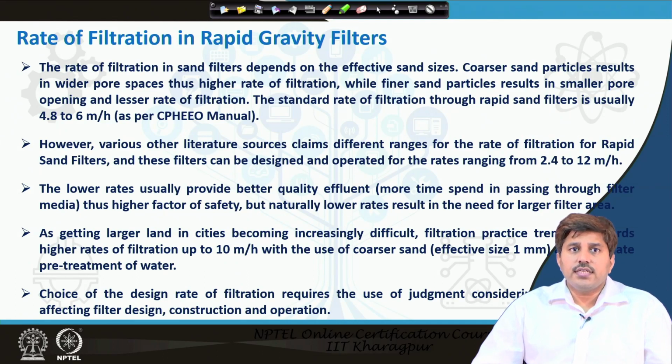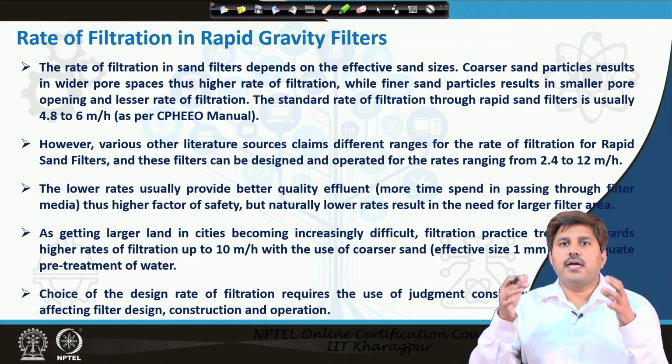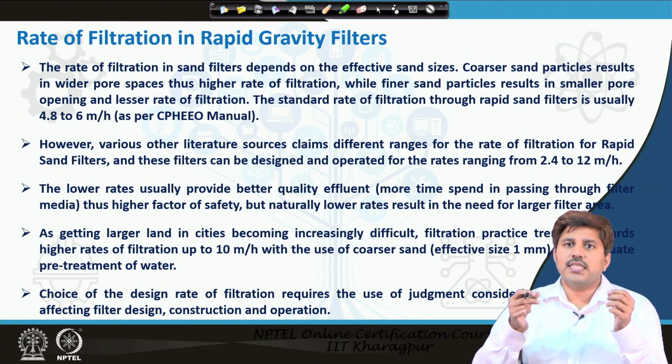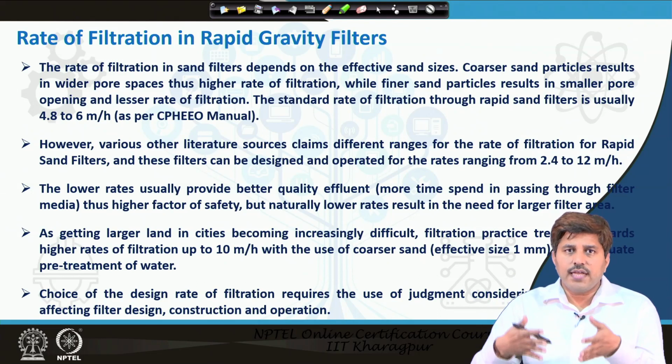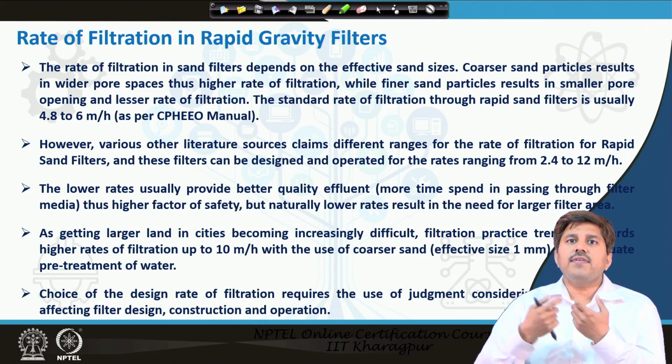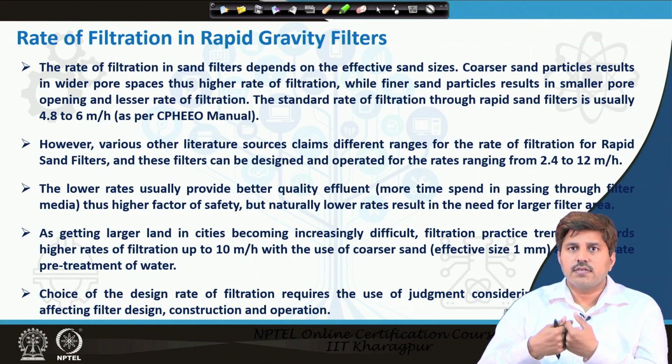The rate of filtration through the rapid gravity filters generally depends on the size of the grains, the size of the sand particles. Coarser sand particles will result in wider pore spaces. If we are using bigger size sand particles, the pore spaces will be bigger and as a result we will get higher flow. If we are using relatively finer sand particles, then the pores will be smaller and we will be operating at a lesser rate of filtration.